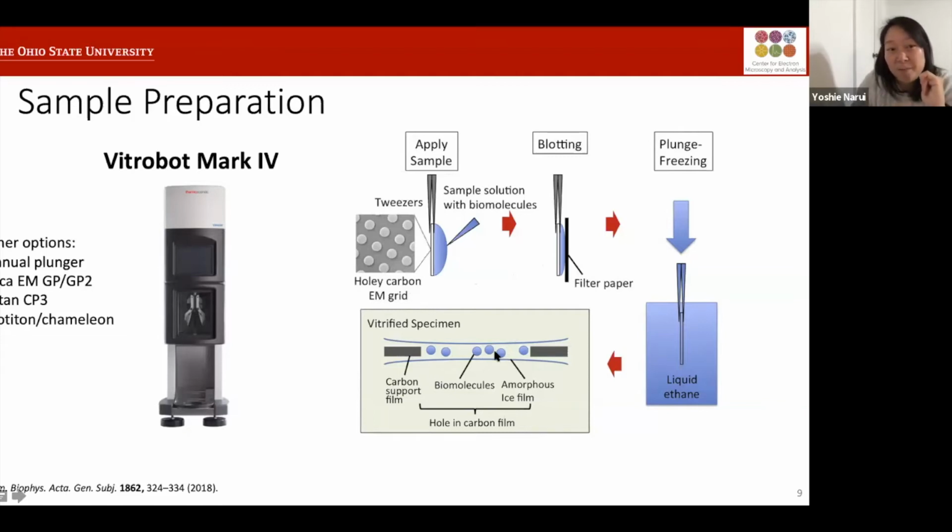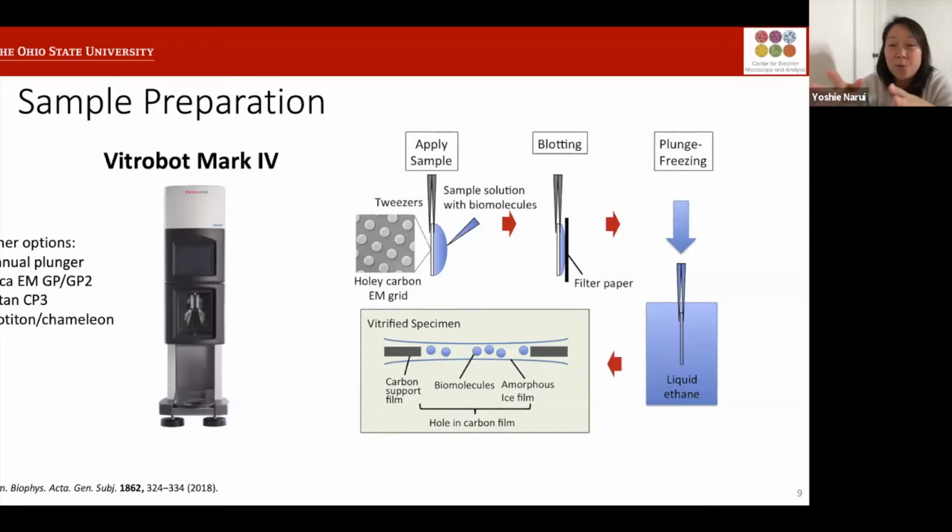As I mentioned, the Chameleon is a little bit different. That actually uses a spray technique, no blotting, to place the particles in the holes. So the overall goal of this whole sample prep instrumentation is just to form a nice thin layer with intact particles. You don't want denatured particles, you want intact particles that are inside the center of the hole. So that's the whole point of this process.